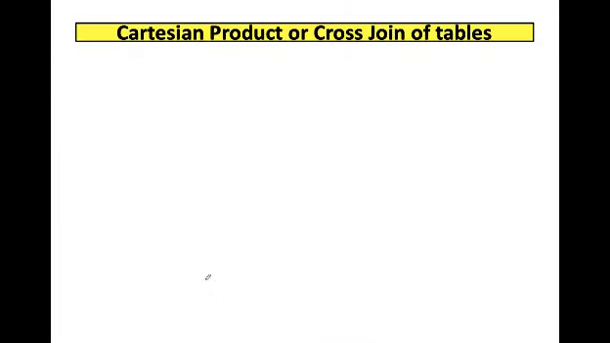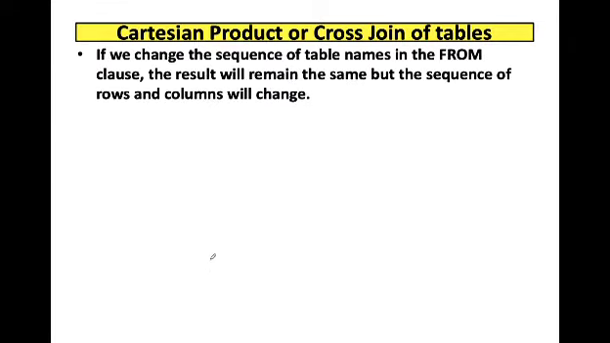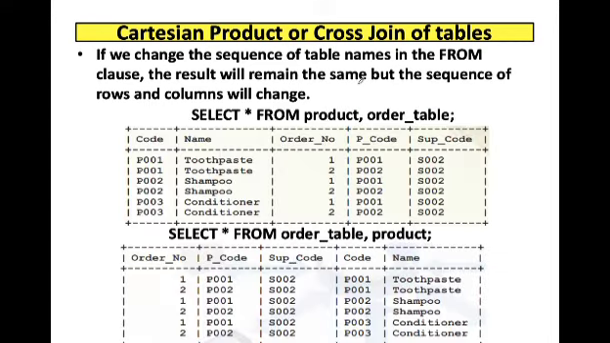Another important point related to cross join is that whenever we are joining two tables, the sequence of writing the tables in the query, select star from table 2 comma table 1 or table 1 comma table 2, doesn't make any difference to the rows which are generated. It will definitely affect the sequence of the rows and columns, but it will not affect the data which is finally generated.